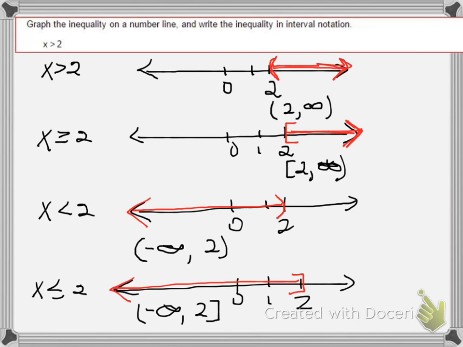So let's see if we can kind of summarize this. Numbers in the number line get larger as you go to the right. If they go on forever to the right, that's a positive infinity. If they continue forever to the left, that's a negative infinity. In your interval notation, the infinity and negative infinity are always bounded by parentheses. If it is an or equal to, you put a bracket at the number.